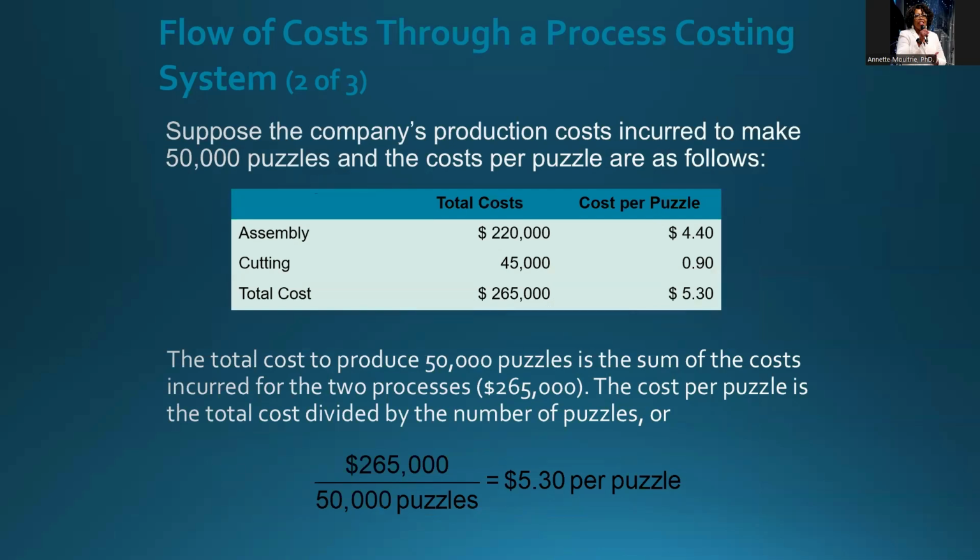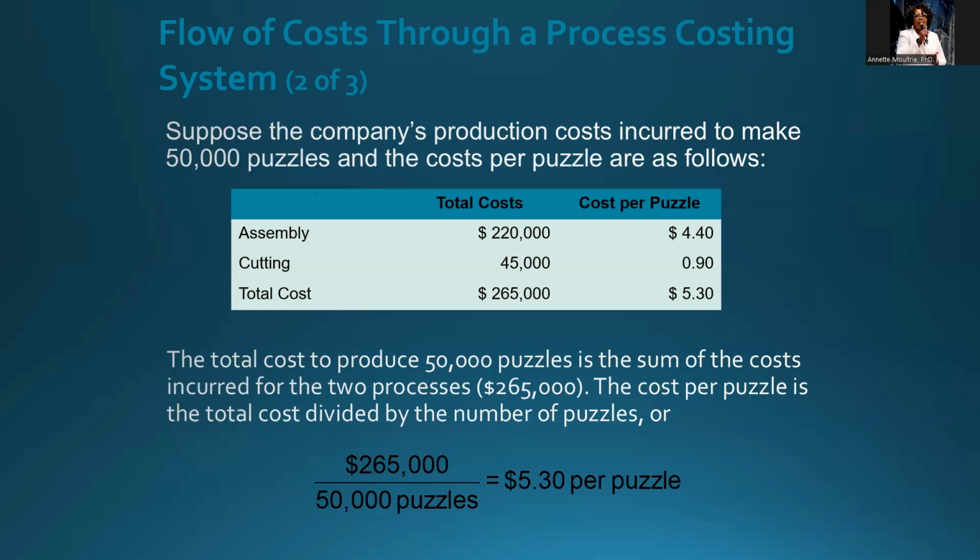At any given time, some puzzles are in the assembly phase while others are in the cutting phase. Calculating the total cost of the puzzles becomes more complex when the units are at various stages of the production process, right? So let's look at this example here. Suppose the company's production costs incurred to make 50,000 puzzles and the cost per puzzle are as follows.